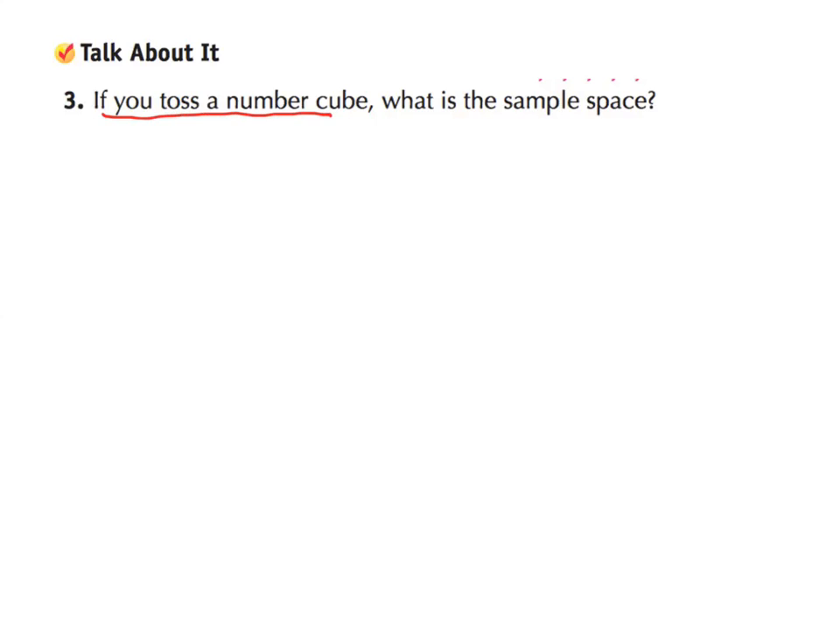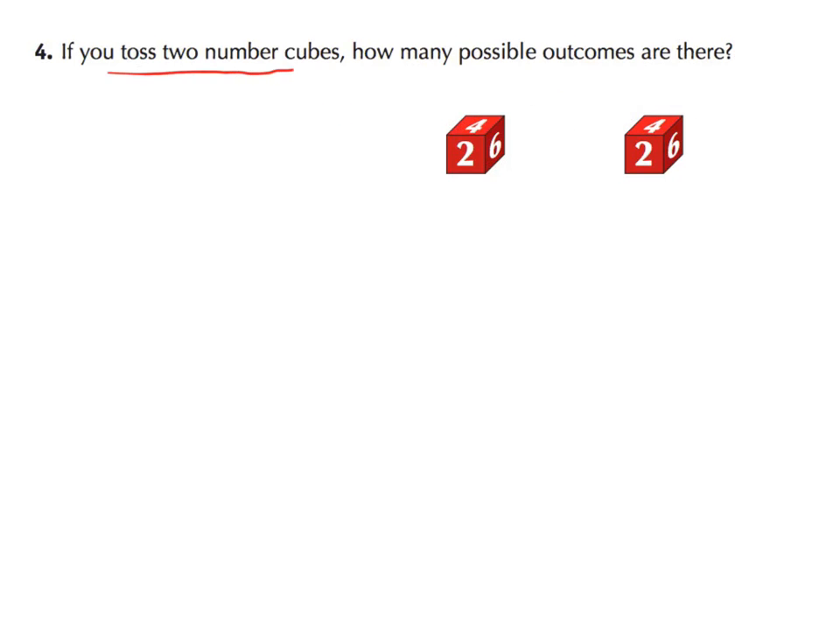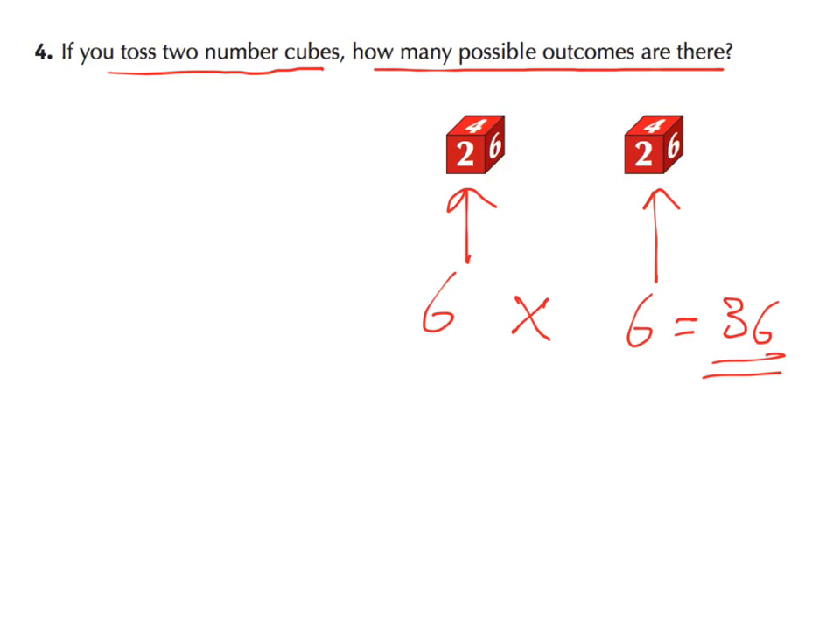If you toss a number cube, what is the sample space? Meaning, what are the possible outcomes if you toss a number cube? It will be 1, 2, 3, 4, 5, 6. If you toss 2 number cubes, how many possible outcomes are there? So let's use multiplication. What are the possible outcomes of 1 number cube? 6. What are the possible outcomes of the second number cube? 6. So multiply them. So there will be 36 possible outcomes for the 2 number cubes.